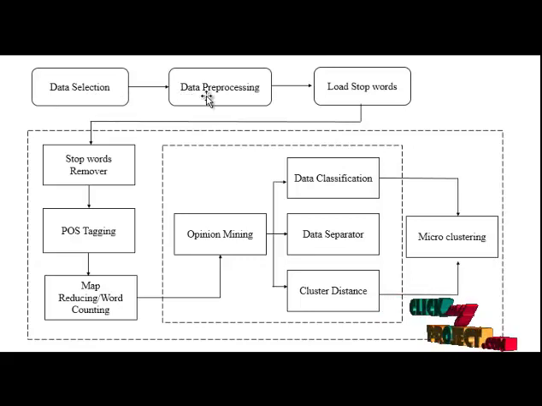The next is data pre-processing. In this data pre-processing, all the unnecessary information is removed, for example null values and NaN values. Some of this unwanted information is removed in this pre-processing module.